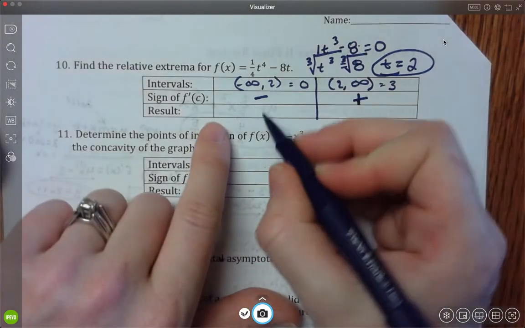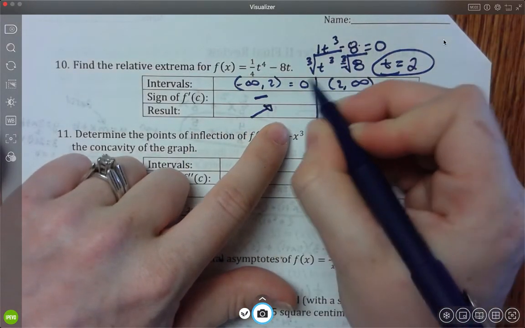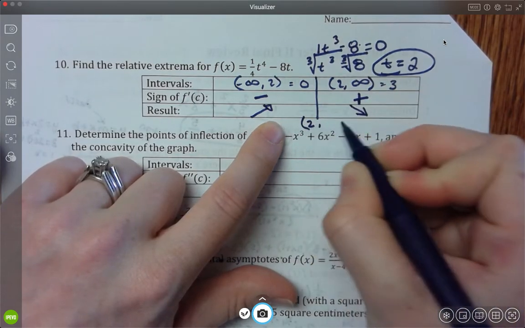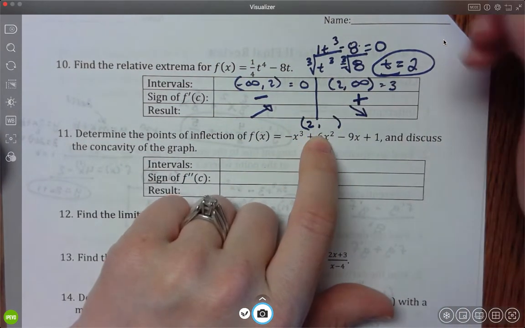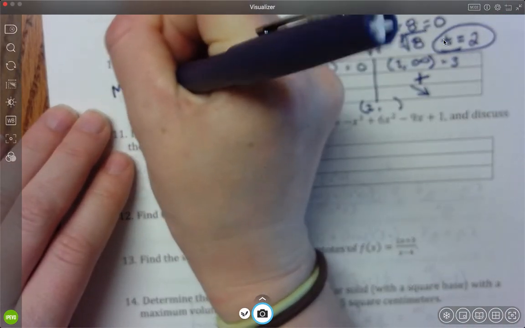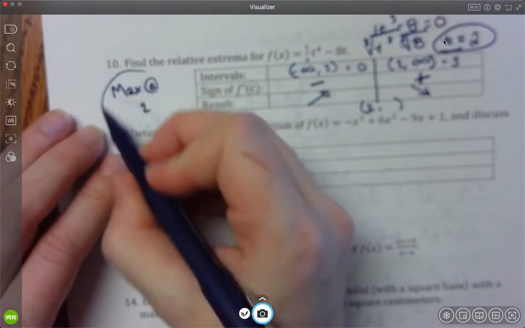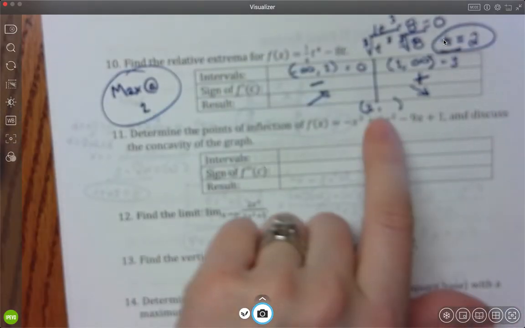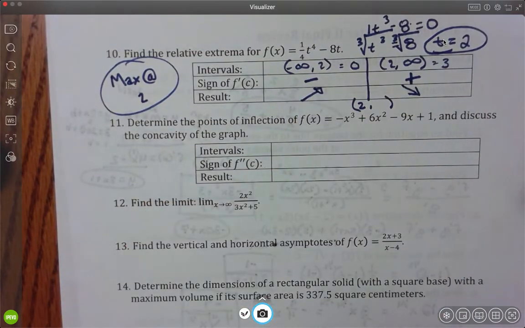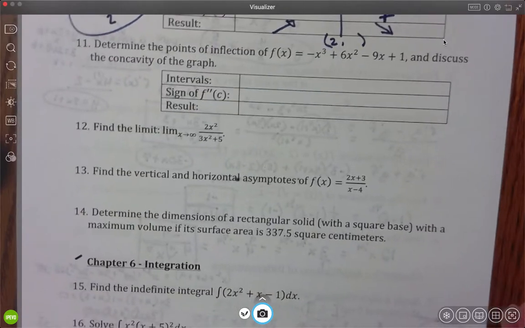Okay, so this means he's going up here and he's going down here. So the point 2, comma, whatever that y-value is going to be, is a maximum. So I'm just going to say he has a max at 2, because he's increasing and then he's decreasing. We could find the y-coordinate if I want to plug it in there, but we'll just move on to the next one. Okay, I don't want this to be a terribly long video, and I think it's already going to be.